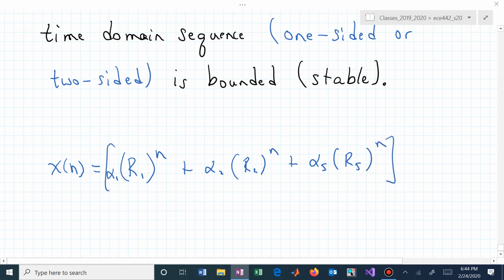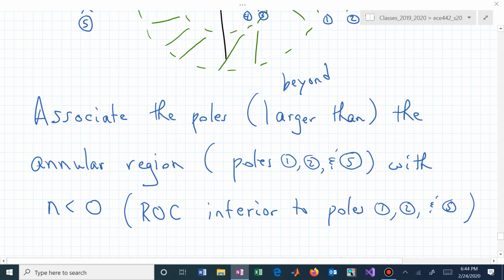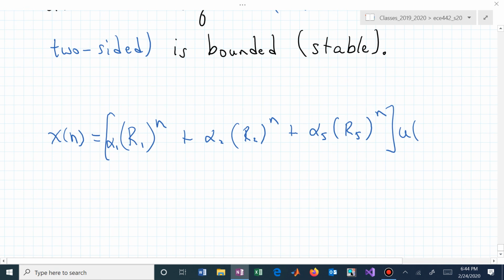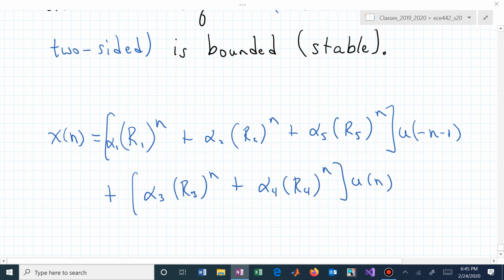And what do I scale those by? Switch those. Is that the right switch? I said these are defined for n less than 0. Plus alpha 3 r3 to the n plus alpha 4 r4 to the n. Does that look okay? Can you tell me the bounded or unbounded behavior of this?